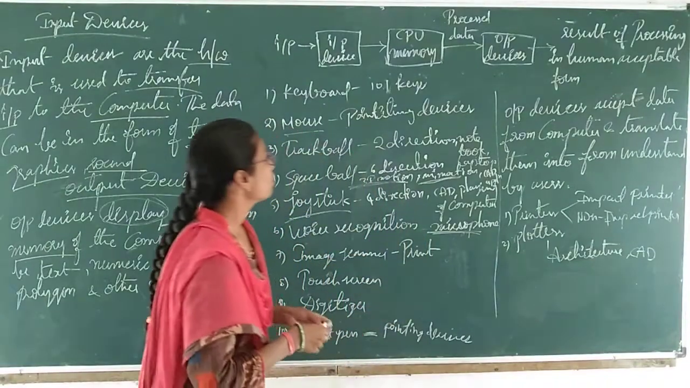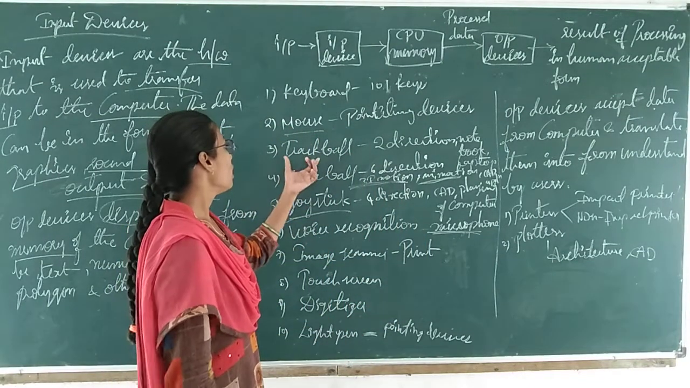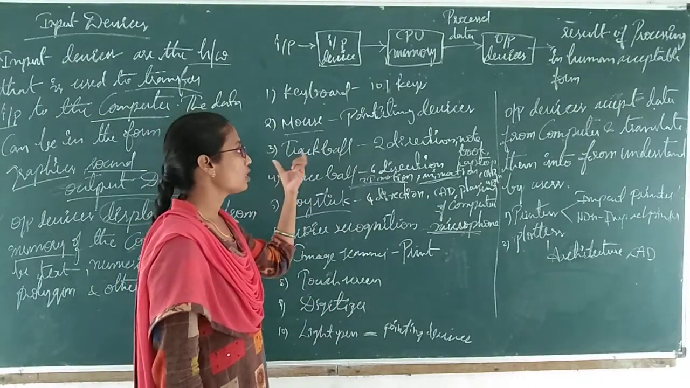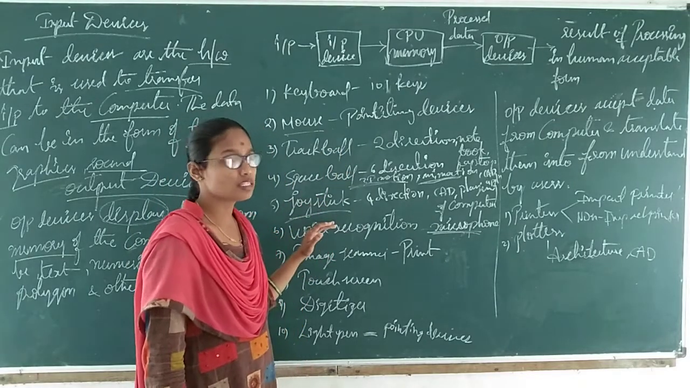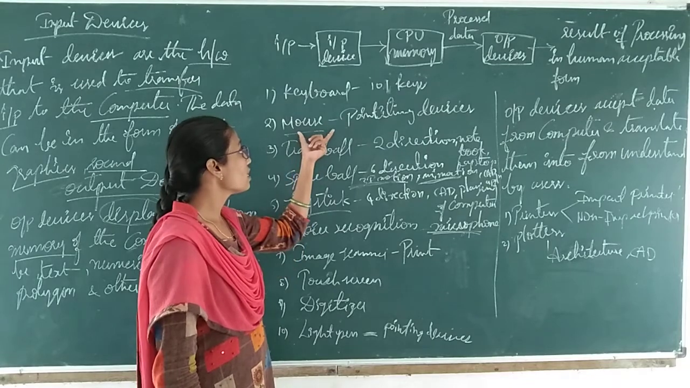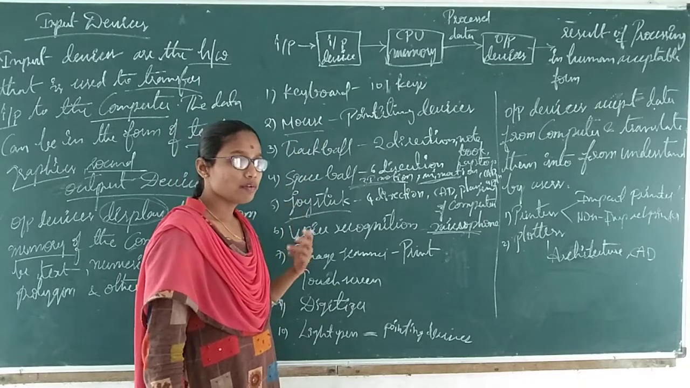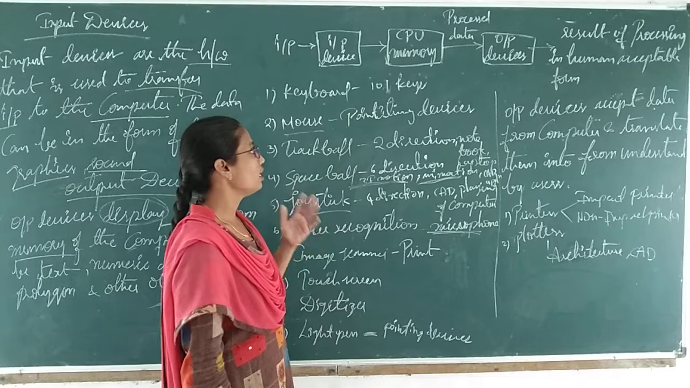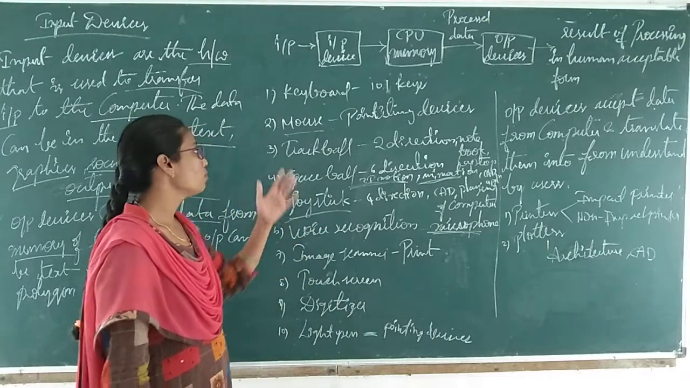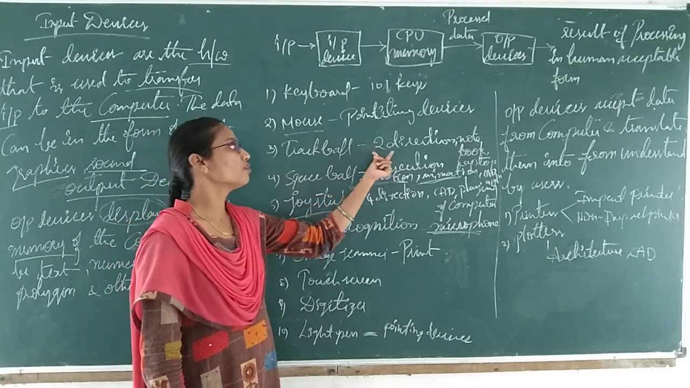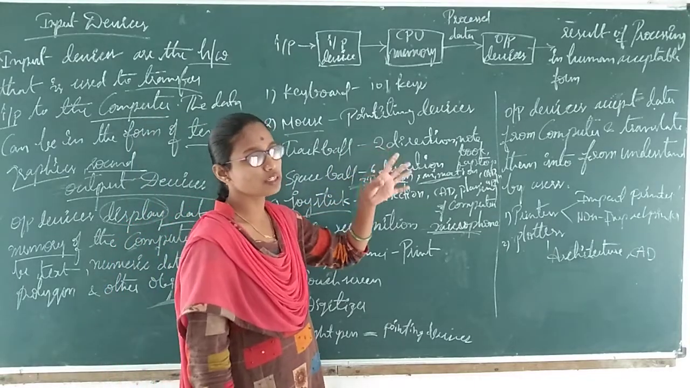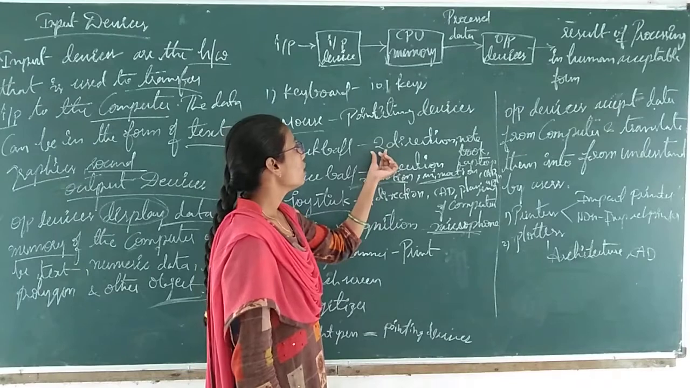And mouse is a pointing device. The next one is trackball. Trackball is having two directions to move the cursor. This trackball replaces the mouse. For example, here we do not have any mouse. With the help of the trackball, we are selecting and moving the mouse pointer.